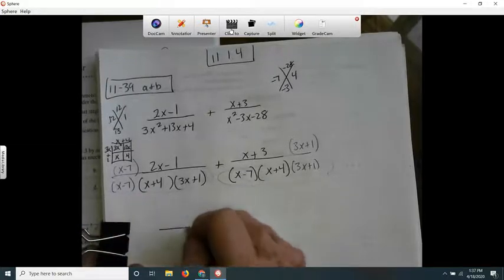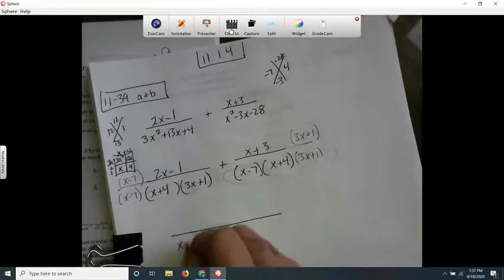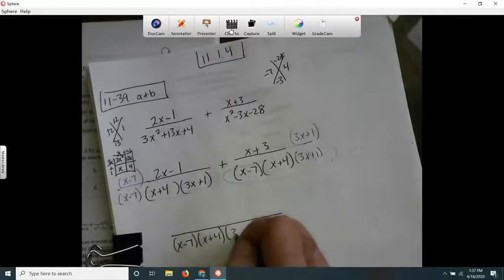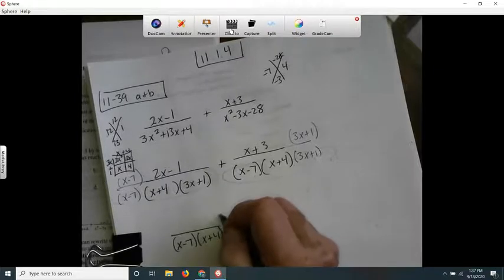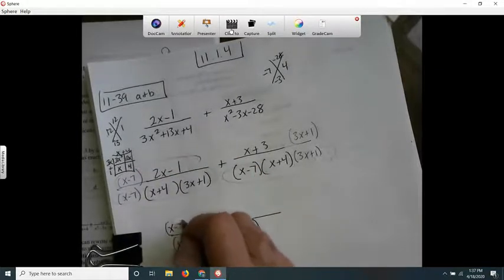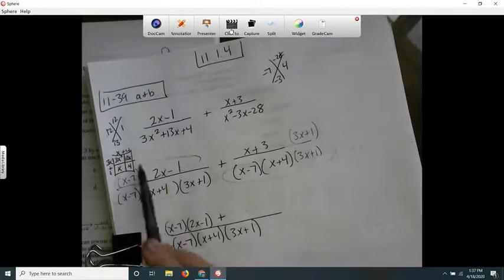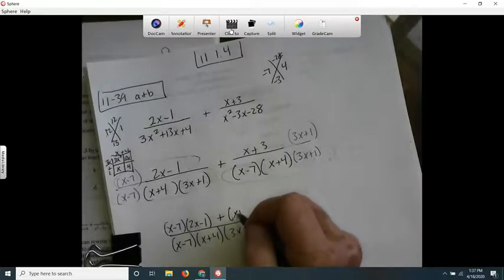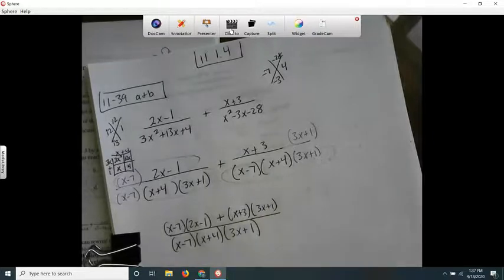So I'm going to leave my denominator alone, which I'm going to write x minus 7 times x plus 4 times 3x plus 1. That'll be my denominator. And then I'm going to add the numerators. So I've got x minus 7 times 2x minus 1 as the numerator from the first fraction. And then this one is the numerator of the second fraction.